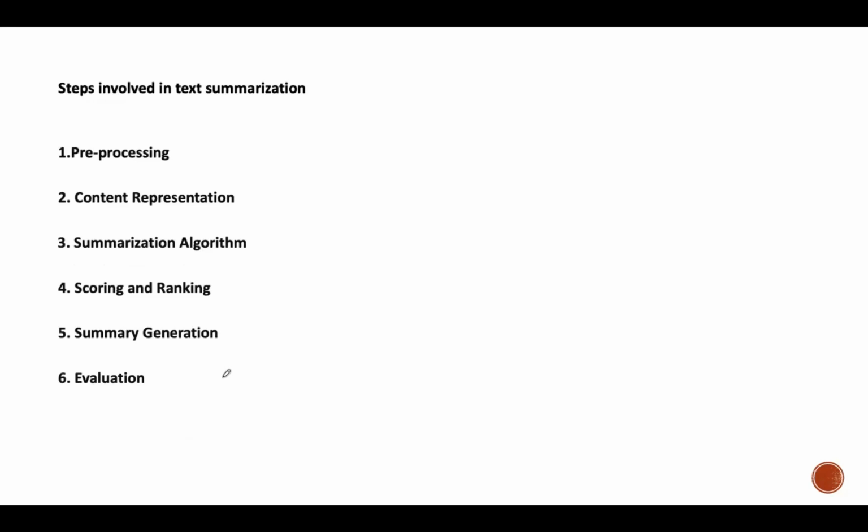And steps involved in summarization. So here these are the steps. First one is pre-processing, where tokenization, stop word removal, and if there are any punctuations or special characters, they should be removed. Lowercase letters, again we need to convert everything into lowercase letters. Lemmatization and stemming are performed.